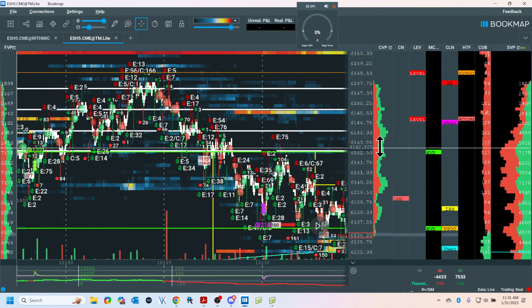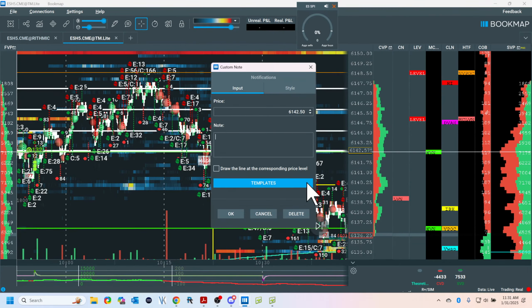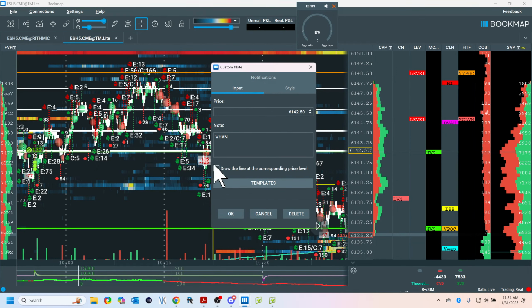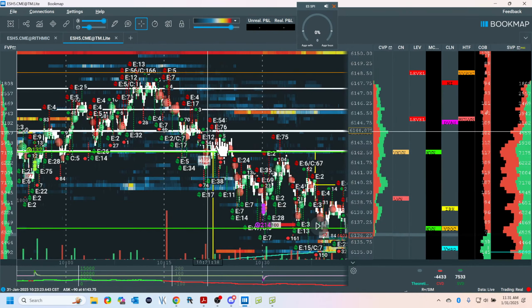VPOC. Remember? Let's look at this. I'm going to label this. This is called the volume point of control, and it is the highest volume for the day. Now, we have more structured trades in TraderLab. Whether or not you want to trade this stuff, you have to vet it.